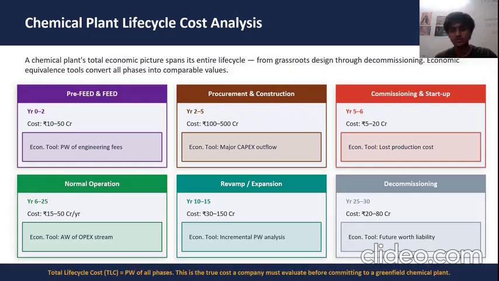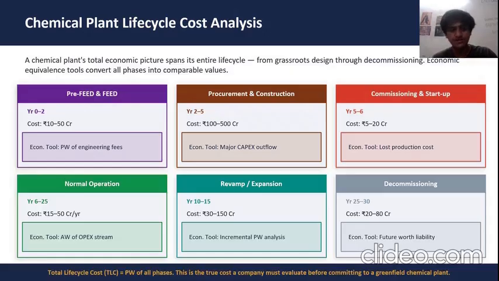After that, we have the commissioning and startup. During this phase, the plant is tested and gradually brought to full operation. However, production is not optimal yet, so there are losses in terms of efficiency and missed revenue opportunities. Then comes the normal operation phase, which is the longest phase, lasting up to 20 years. Here, the plant generates revenue, but also incurs recurring costs like raw materials, labor, utilities, and maintenance. Since there are annual costs, we analyze them using annual worth.